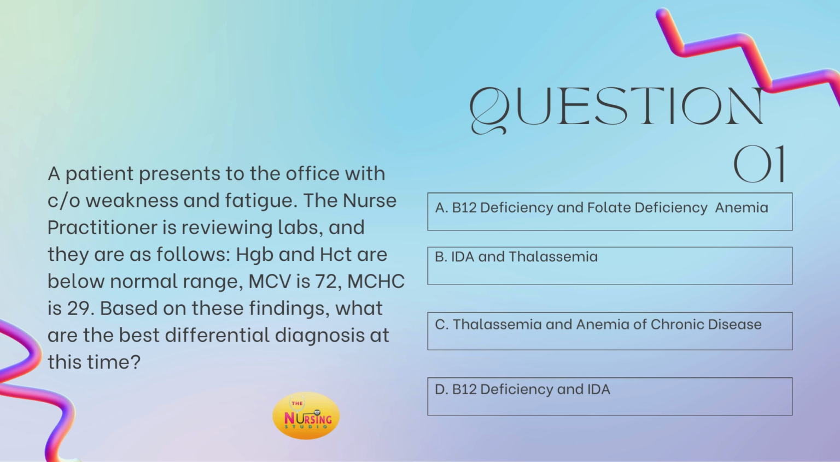The MCV is 72. That's microcytic, right? Because it's less than 80. And then MCHC is 29, so that's hypochromic because it's less than 31. Remember, 31 to 37 is the normal range for the MCHC, and 80 to 100 is the normal range for MCV. So we have microcytic hypochromic. So what differential diagnosis do we start to think that falls into that criteria? So the best answer choice would be B, iron deficiency anemia and thalassemia.